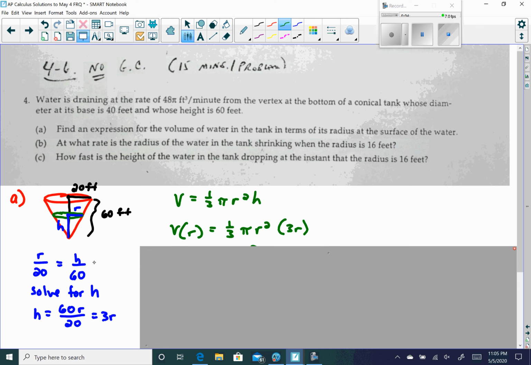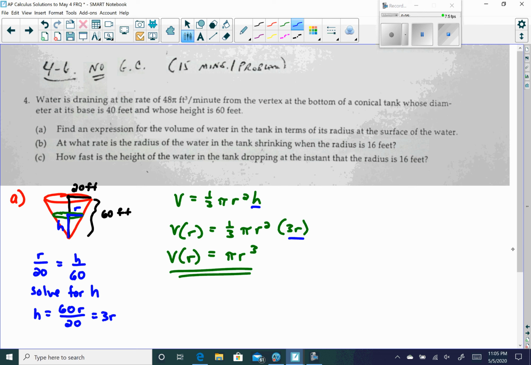Solve for h in terms of r, cross multiply, so I get 60r over 20, which is going to equal 3r. So I replace the h up here with the 3r, simplify, and then part A is done here, so V of r is just equal to pi r cubed.